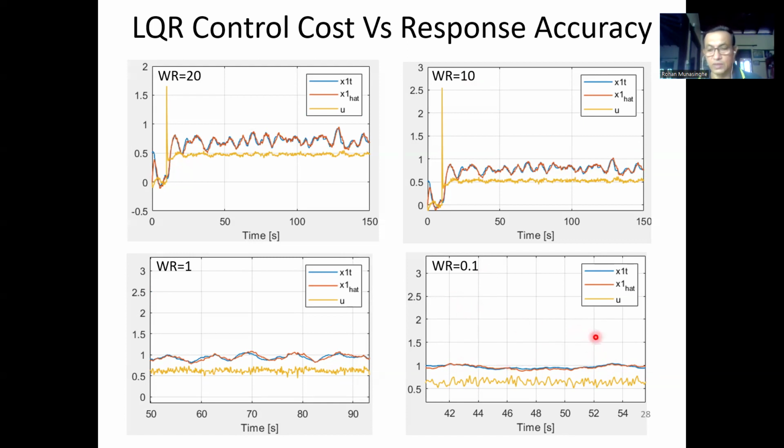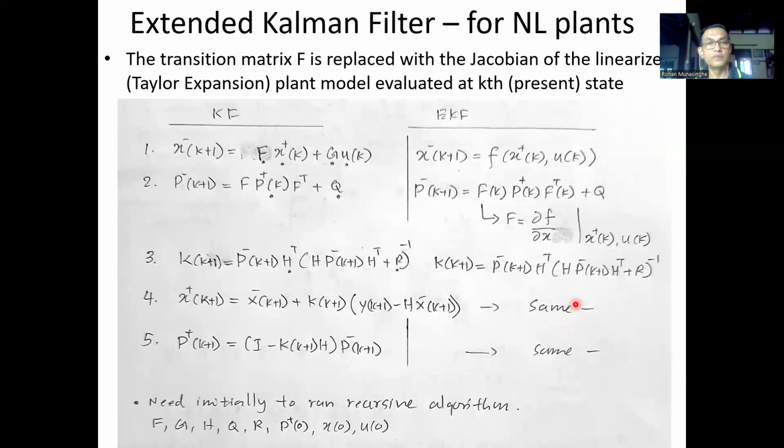All right, so that's the end of the LQR-based control using the Kalman filter. And next day we'll discuss the extended Kalman filter.